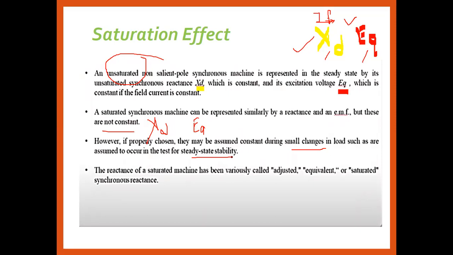Saturation effect is about what? The magnetizing current of that machine is increased. It is increased because of the flux increase. How does the flux increase? Because we are increasing the excitation. The excitation voltage increases. How does the excitation voltage increase? Because we are increasing the field current. Means what? Field current increases, excitation voltage increases. Excitation voltage increases, field flux increases. Field flux increases, magnetizing flux is increased.